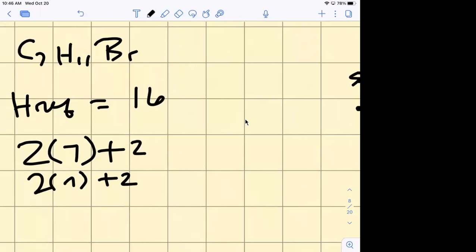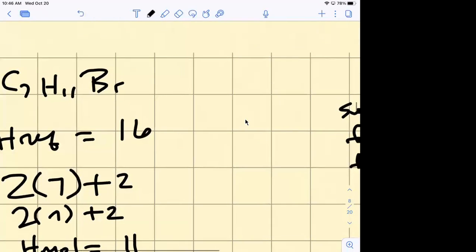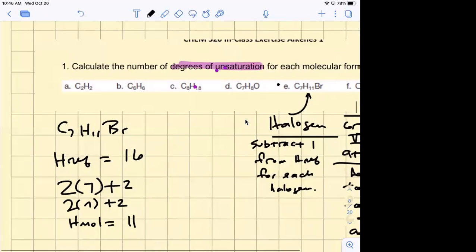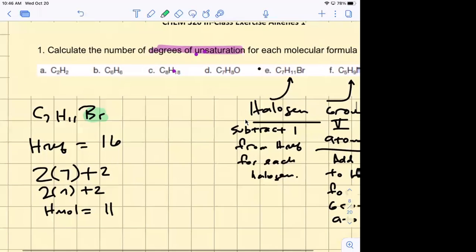So it's 16. And then H molecule is 11. You can see right away that this is going to give us an improper fraction, right? It's going to be 5/2. So we need to subtract 1 from HREF because of the halogen. We've got a bromine present. So we're going to take that 16 and subtract 1 from it because of that halogen.